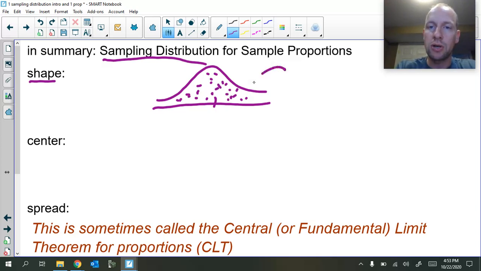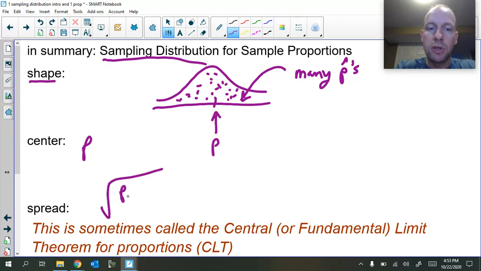So one of the things I'd encourage you to do is to keep track that this is many p-hats. And in theory, it's all of them, all possible sample proportions you would ever get. The center of all those p-hats should be the true population proportion p, and the spread can be calculated as the square root of p times 1 minus p over n, and that's what he used in the video.